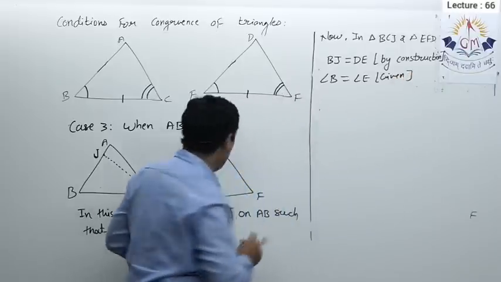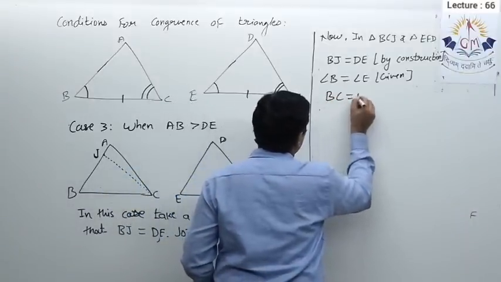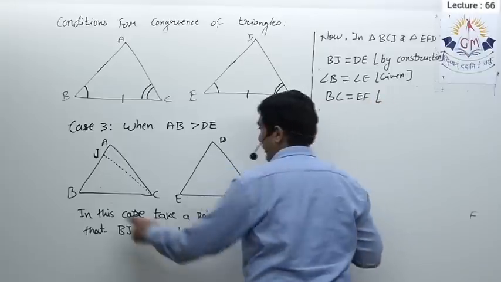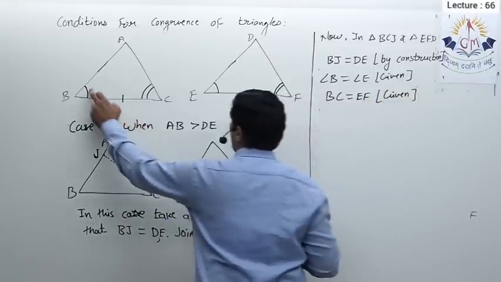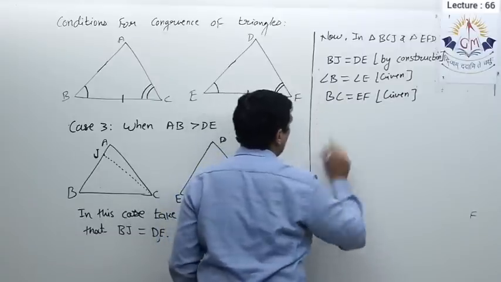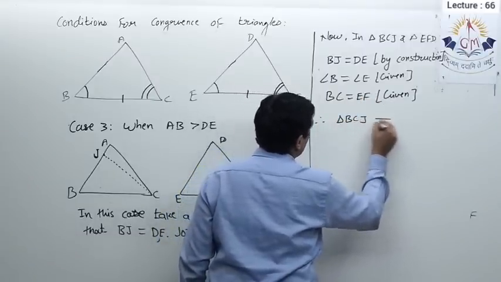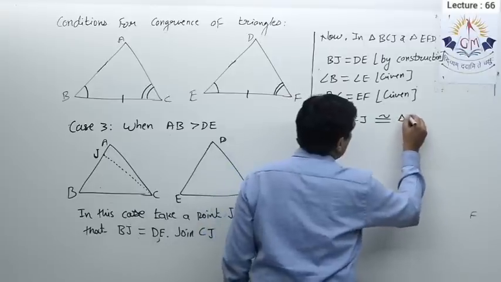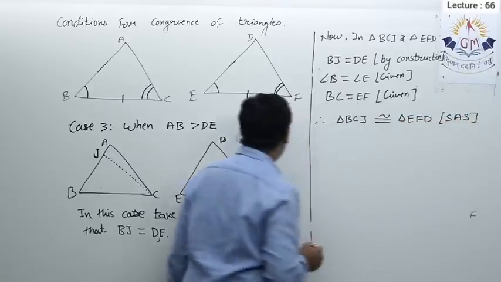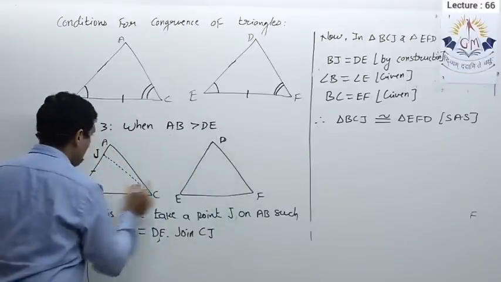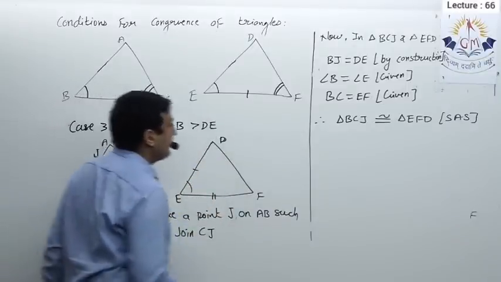Angle B is equal to angle E, given. BC is equal to EF, that is again given. You can see this in the diagram as well. Therefore, triangle BCJ is congruent to triangle EFD by side angle side. This side, this side, this angle: side angle side.